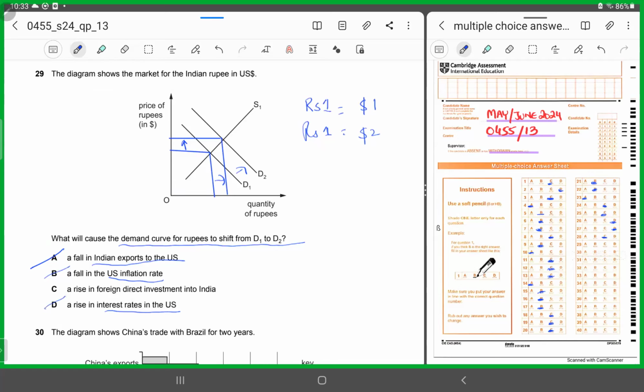C says a rise in foreign direct investment into India. Yes, that's the correct option. Why? Because FDI is increasing and more investment is coming into India, so the demand for rupees has to rise, right? So this makes sense. For 29, it has to be C.